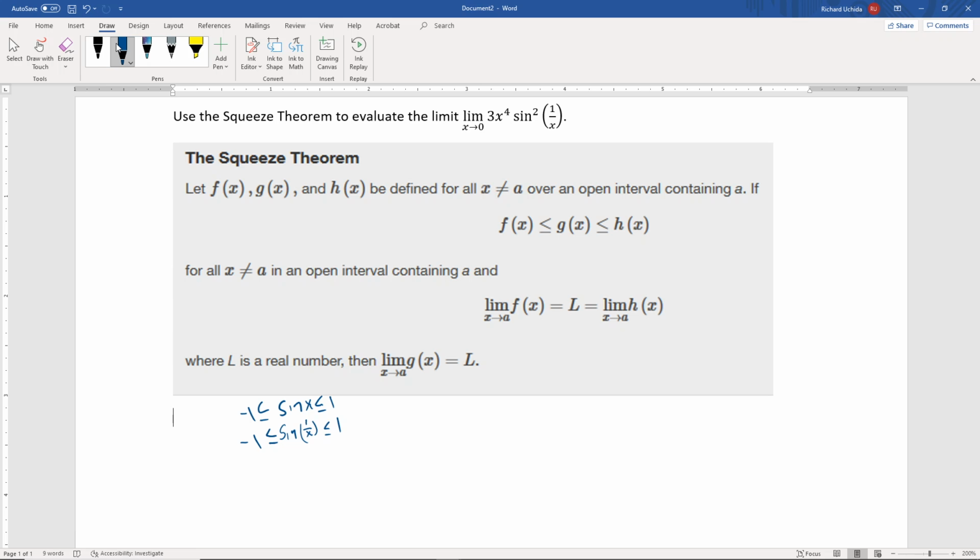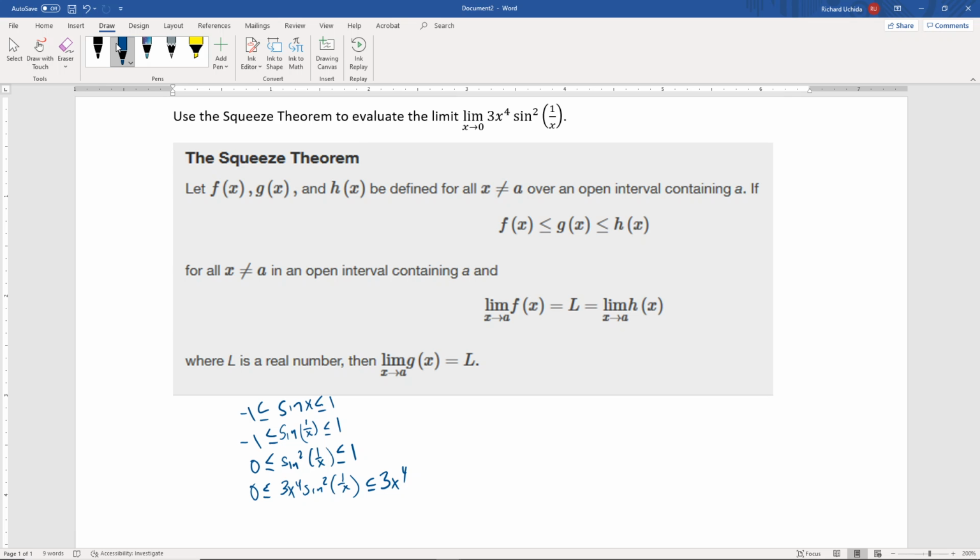Now we could further say that if you were to square that function in the middle, the value of sine squared of 1 over x is always going to be non-negative, so we know it'll be greater than or equal to 0. And it'll still be less than or equal to 1, because if you square any value between -1 and 1, it's still less than or equal to 1. So we have, so far, that sine squared of 1 over x is between 0 and 1. And now if that's true, then if we multiply all three functions by the 3x to the fourth, that inequality will still be true. So 0 times 3x to the fourth will be 0, and in the middle will be 3x to the fourth sine squared of 1 over x, which has to be less than or equal to 1 times 3x to the fourth, so that would just be 3x to the fourth.